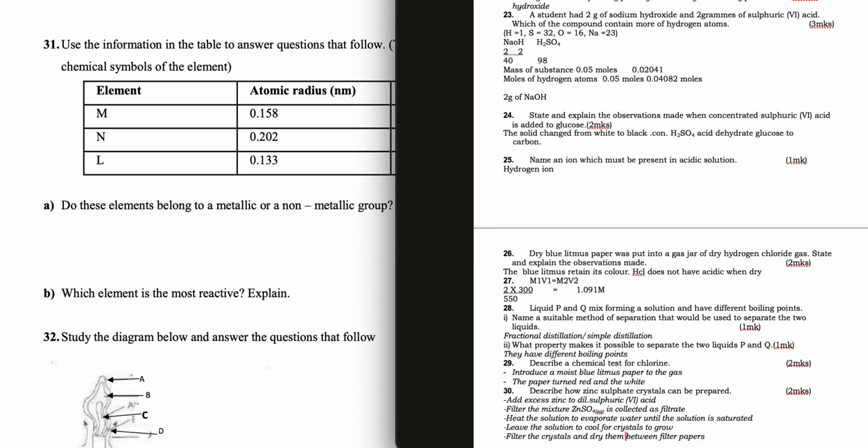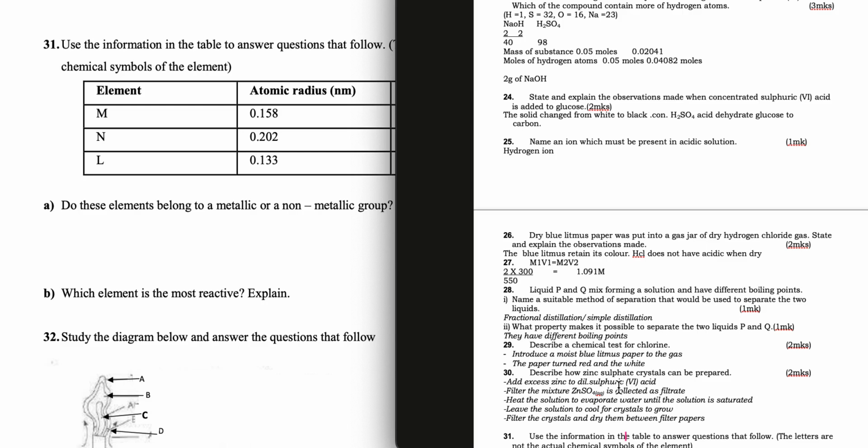Add excess zinc to dilute sulfuric acid. Filter the mixture. The zinc sulfate solution is collected as filtrate. Heat the solution to evaporate water until the solution is saturated. Leave the solution to cool for crystals to grow. Filter the crystals and dry them between filter papers.